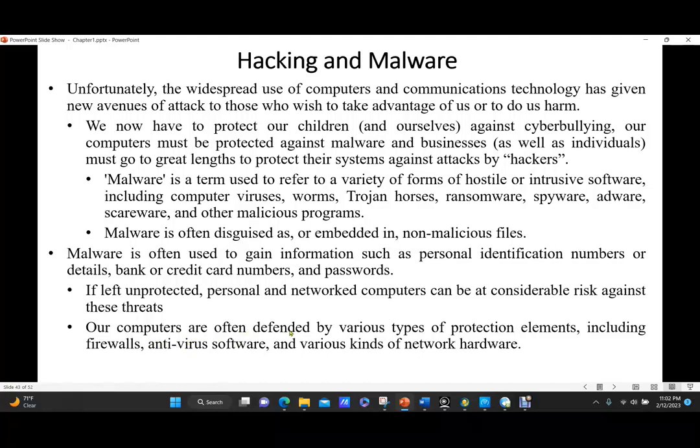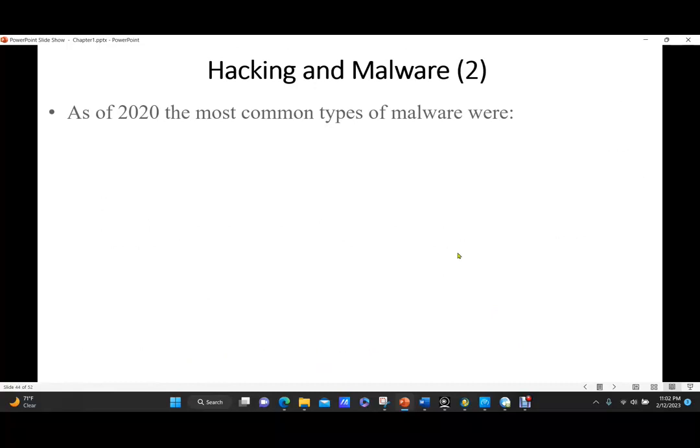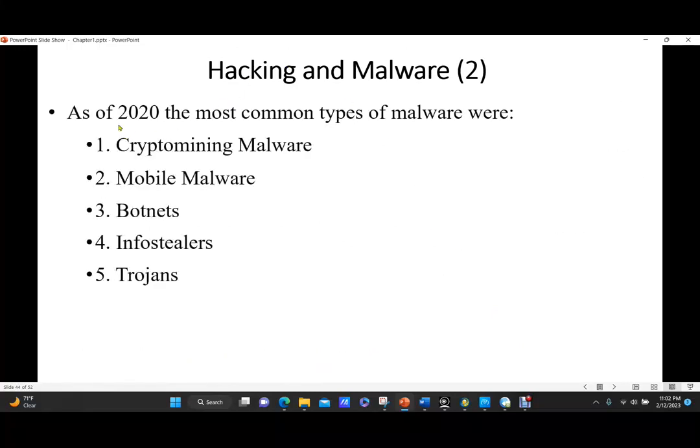So, computers are frequently defended by various kinds of protection software, firewalls, antivirus software, various kinds of network hardware. As of 2020, the most common kinds of malware were crypto mining malware, mobile malware, botnets, info stealers, and Trojans.